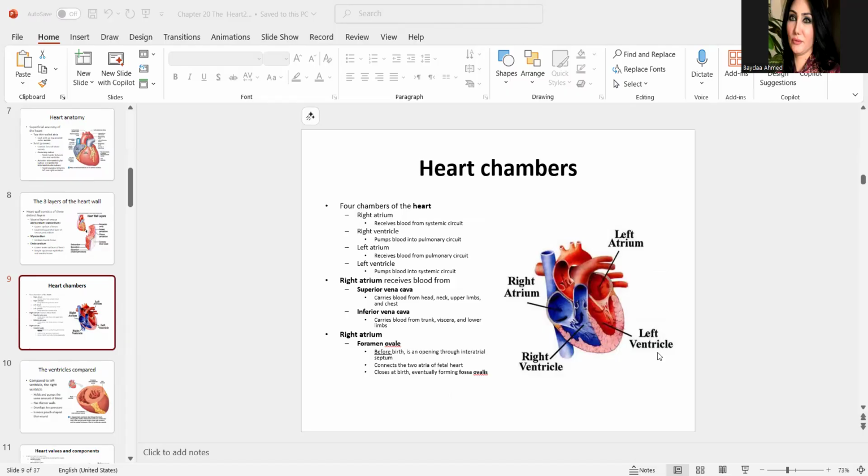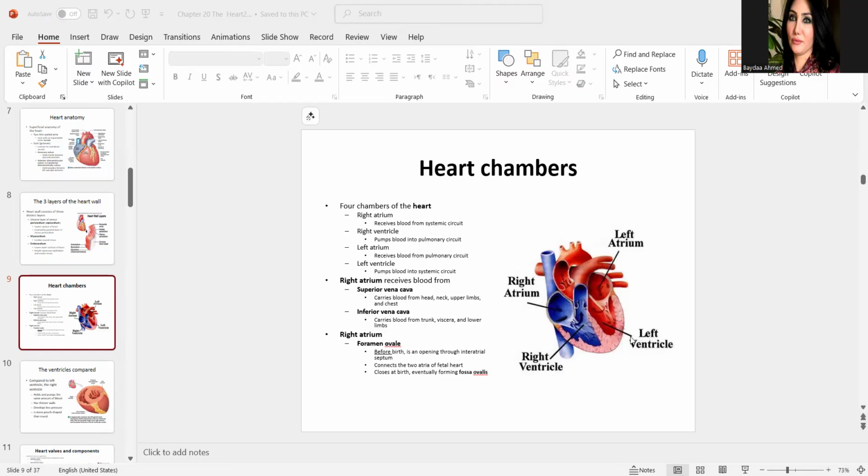There are four chambers of the heart. The right atrium receives blood from the systemic circuit. The right ventricle pumps blood into the pulmonary circuit, and the left atrium receives blood from the pulmonary circuit. The left ventricle pumps blood into the systemic circuit.